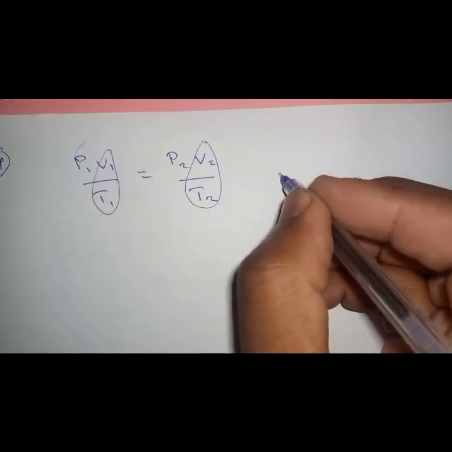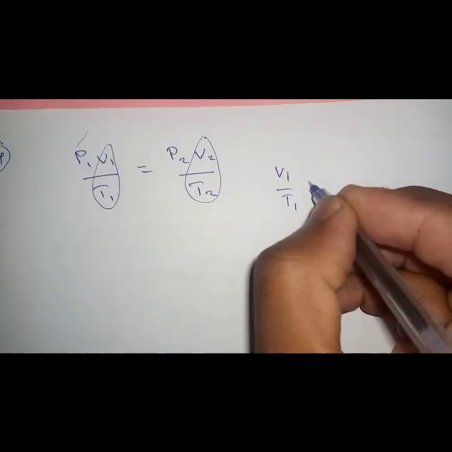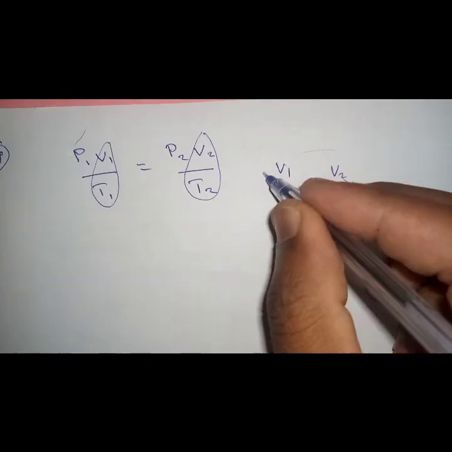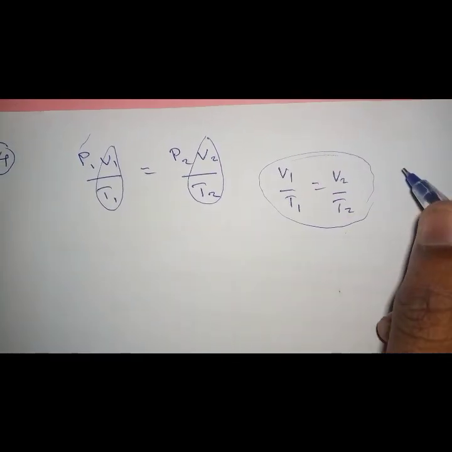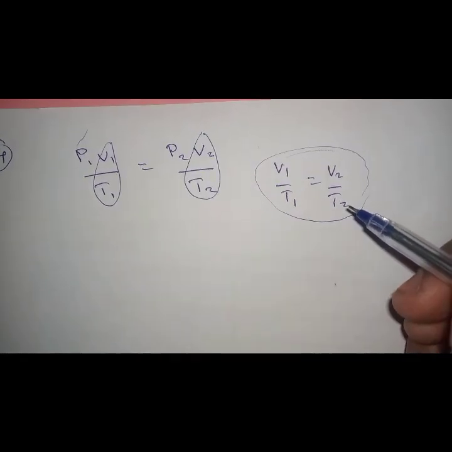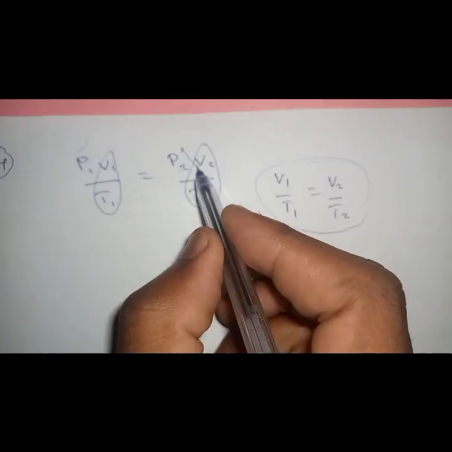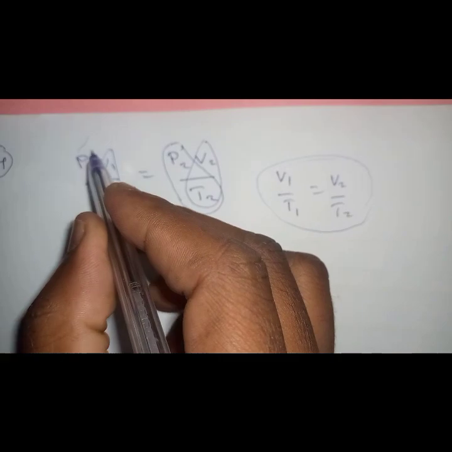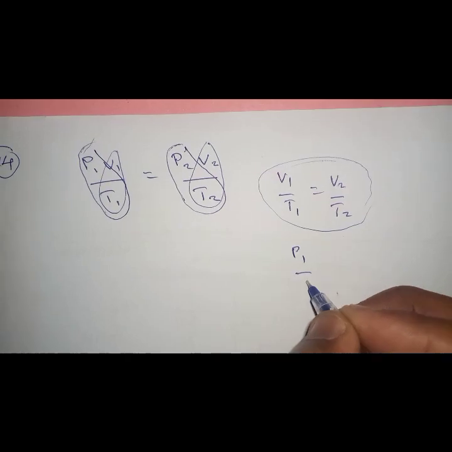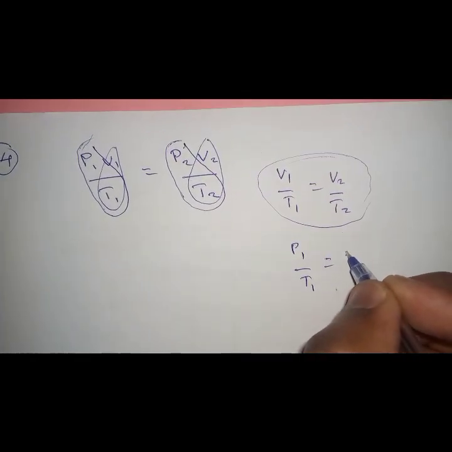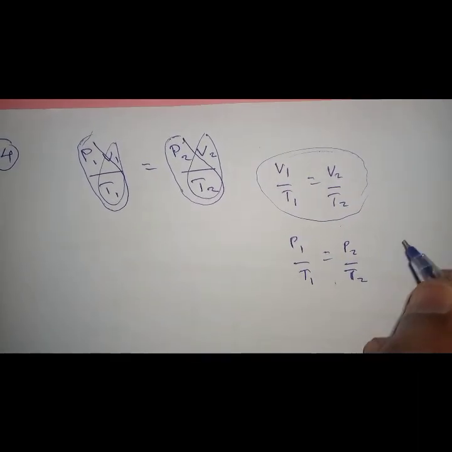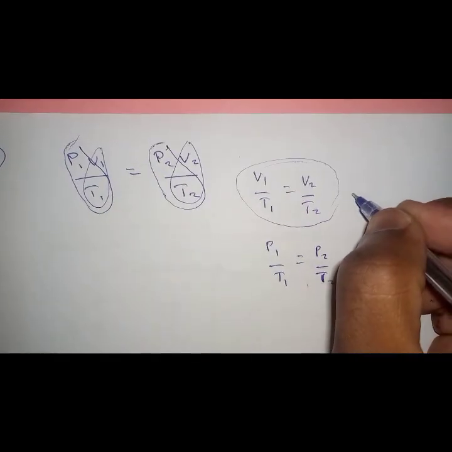So if we had to write V1 over T1 is equal to V2 over T2, this would be Charles' law that we are trying to describe here, because according to Charles' law, the volume is directly proportional to the temperature in Kelvin. Again, we have this and this here. If we had to write it, it would be P1 over T1 equated to P2 over T2. This is actually Gay-Lussac's law that we are trying to describe here.